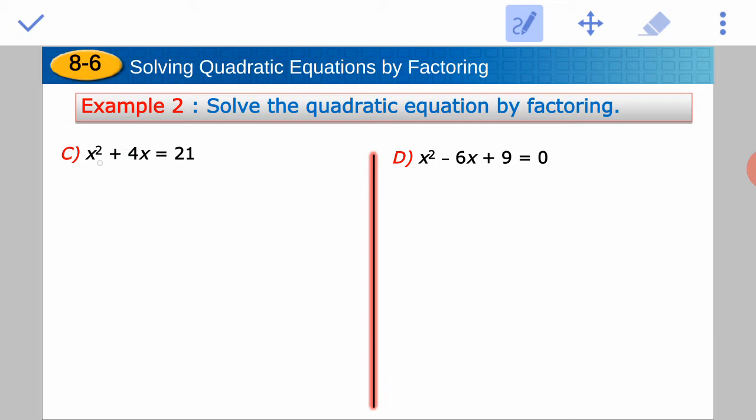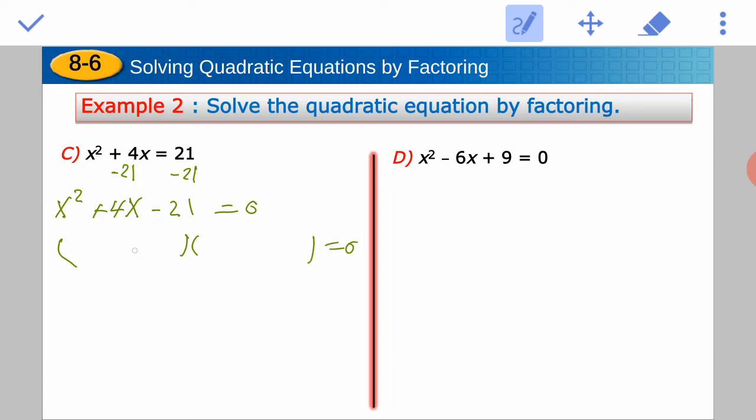Another quadratic equation, x squared plus 4x equals 21. It is not written in the standard form. In standard form, everything has to equal 0. So let me subtract 21 from both sides. Now x squared plus 4x minus 21 is equal to 0. There is no common factor. So let me start factoring this.